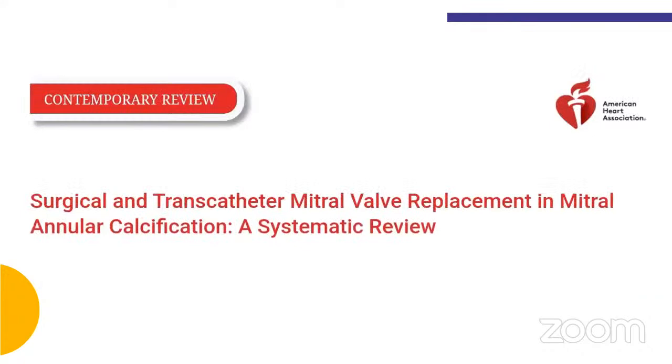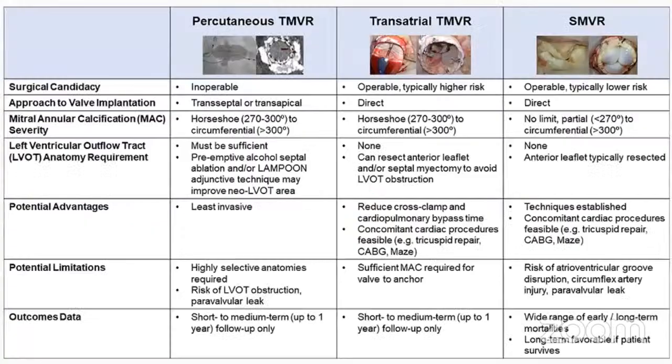In 2021, the American Heart Association published a systematic review titled Surgical and Transcatheter Mitral Valve Replacement in Mitral Annular Calcification. We'll go through a very good table comparing the percutaneous transcatheter mitral valve replacement, transatrial, and surgical. The percutaneous approach is transseptal or transapical, with the potential advantage of being less invasive, but it is highly selective and has a risk of LVOT obstruction with a paravalvular leak. Unfortunately, it has only short to intermediate follow-up, up to 1 year.